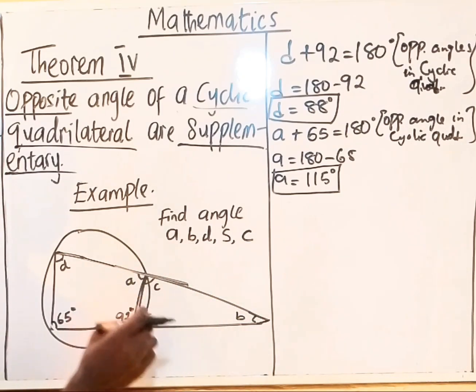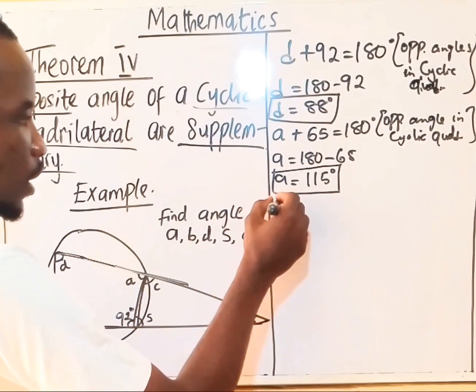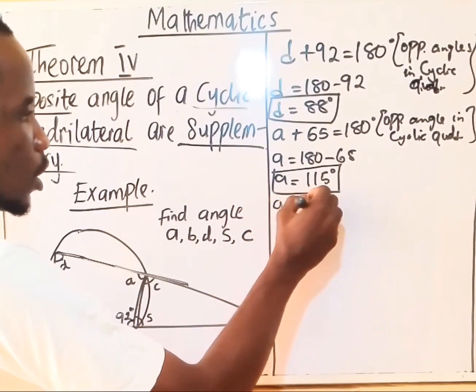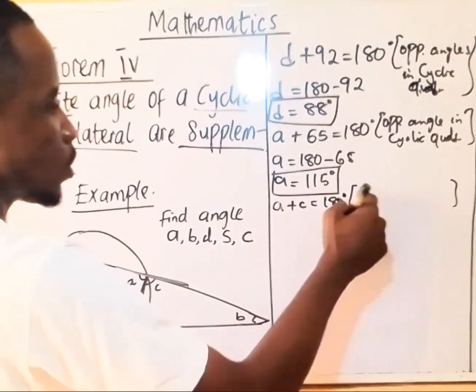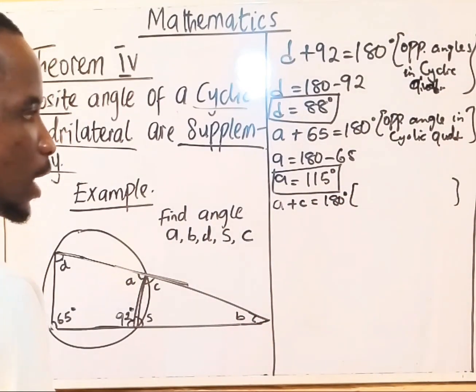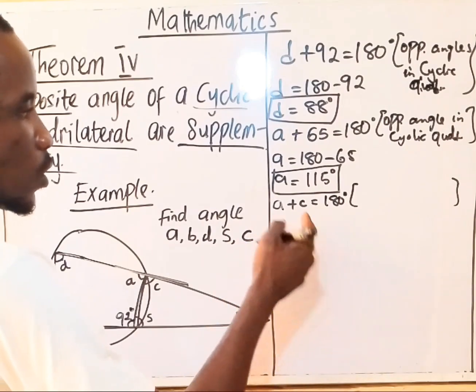Since I've gotten my A. So if my A is 115, I can start to say A plus C equal to 180 degrees. What's my reason? My reason here is angle on a straight line. So angle on a straight line is 180.